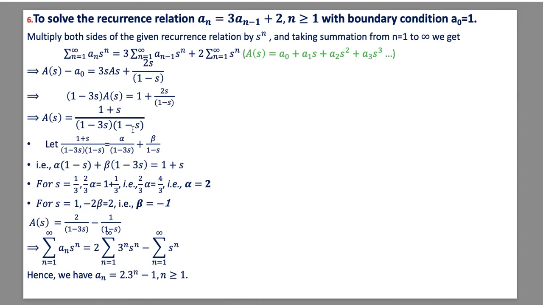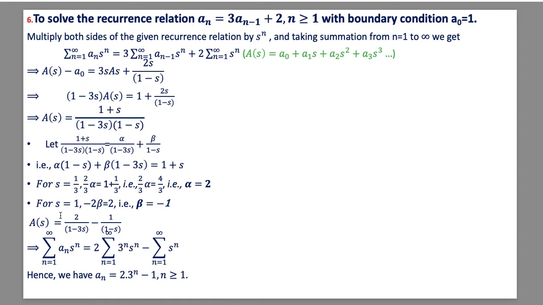Now resolve it into partial fractions. Alpha upon first factor plus beta upon second factor. So it means alpha into 1 minus s plus beta into 1 minus 3s is equal to 1 plus s. Now to find the value of alpha, we put 1 minus 3s equal to 0, means s equal to 1 upon 3. To find the value of beta, we put 1 minus s equal to 0, means s equal to 1. For s equal to 1 upon 3, we get alpha equal to 2. For s equal to 1, we get beta equal to minus 1.